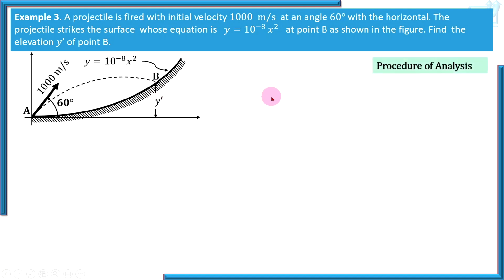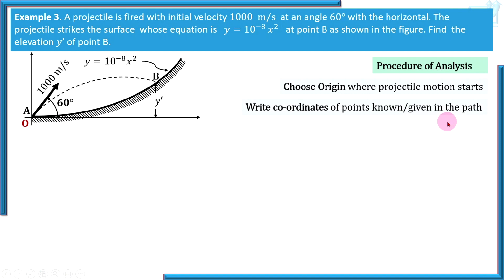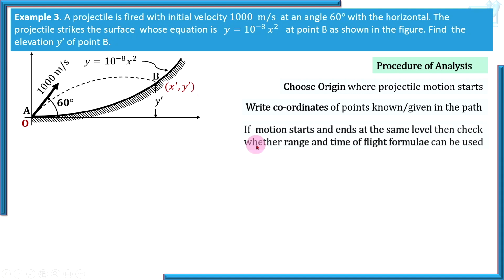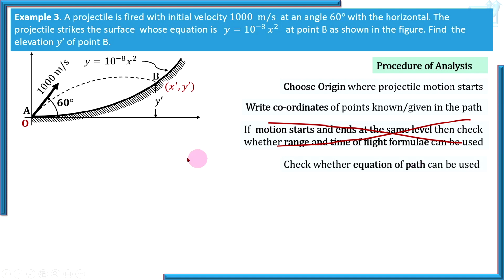So let's proceed, following the procedure. Choose the origin where the projectile motion starts. So point A is nothing but the origin now. Write coordinates of points known or given in the path. So let's write coordinates of point B. What is the x coordinate? That is also unknown. So we'll label it this way, x dash, y dash. Does the motion start and end at the same level? Of course not. A and B are not at the same level. Check whether the equation of path can be used.